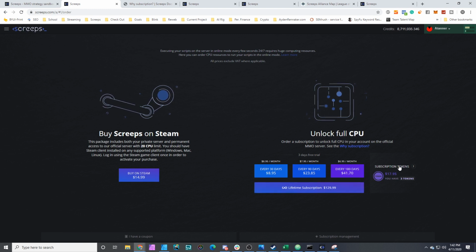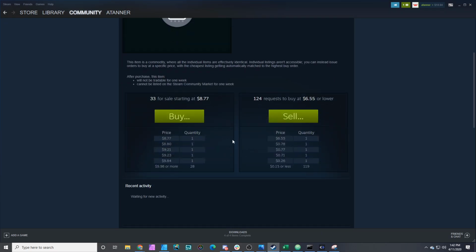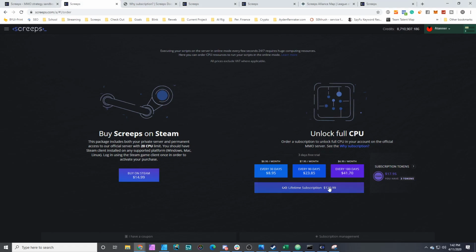Or you can buy these subscription tokens off the in-game market or through the Steam marketplace. So over here on Steam, a lot of people might not know this, but you can buy a subscription token right now for $8.77. And there's multiple available at these price points. And that is a little bit cheaper than buying a single token for $17.95. And this unlocks your CPU subscription for 60 days. This is like a 30-day recurring. So it's a pretty good value to buy it off the Steam marketplace right now.